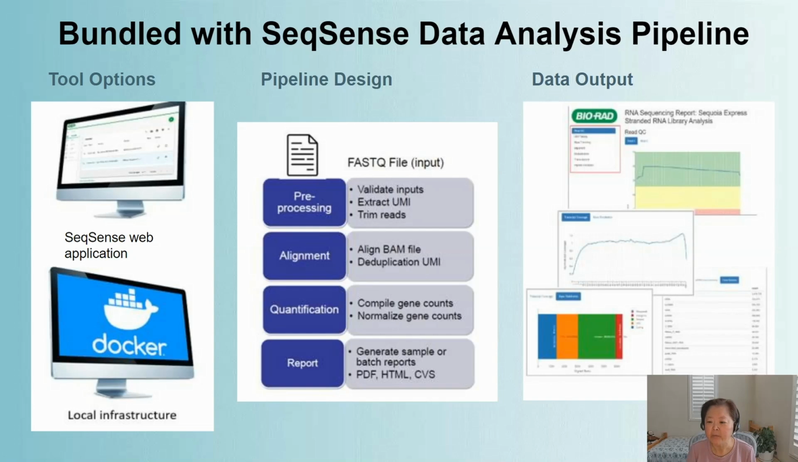The pipeline goes through pre-processing for trimming and UMI extraction, then aligns to the reference genome for both long and short RNAs in one application, then compiles and normalizes the gene counts to generate the report. The report shows results like the read qualities, the read trimming, transcript coverage, RNA, and gene biotype counts. Reports are in either PDF, HTML, or CSV format and can be downloaded for the downstream tertiary analysis.